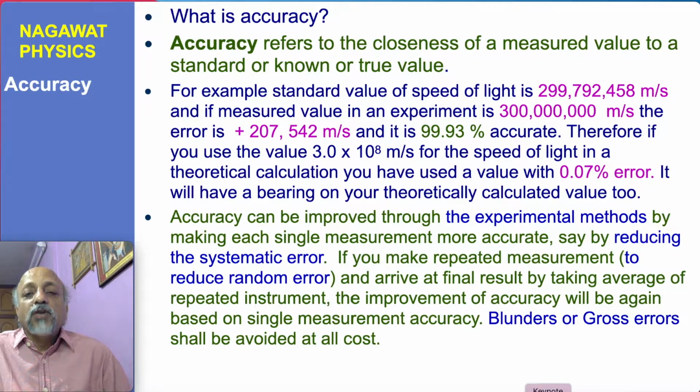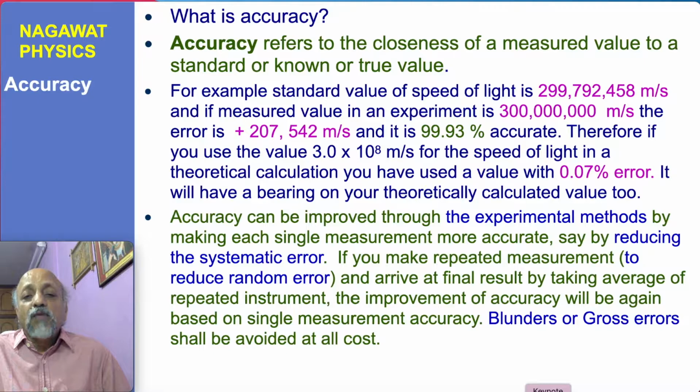Therefore, it is quite clear that if in doing calculation you use the value of speed of light as 3.0 into 10 raised to power 8 meter per second, which we generally do for simplicity of calculation, then what you have done is that you have used a value which involves 0.07% error, and therefore it will have a bearing on accuracy of your theoretical calculated value too. And this should be noted that if we are interested in having more correct expression or value for a particular quantity using the speed of light, then the standard value of the speed of light should be used.